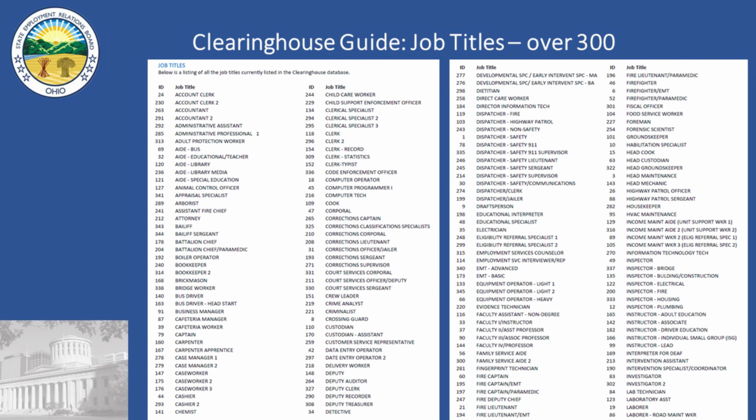The Clearinghouse Guide contains a list of over 300 job titles that are commonly found in labor contracts. These are the job titles that are tracked within the Clearinghouse database. Please reference this list when requesting specific job titles.